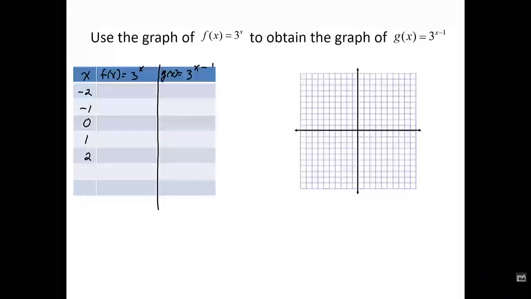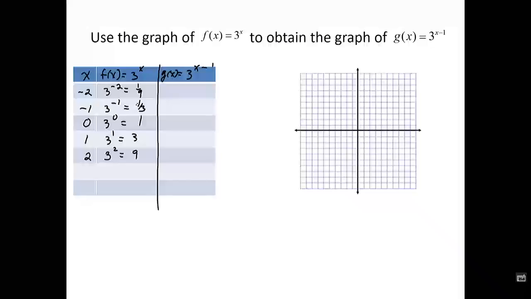For the first function, f of x is equal to 3 to the x, well, we just graph this function. So that's 3 to the minus 2, which is 1/9. 3 to the minus 1, 1/3. When x is 0, 3 to the 0 is 1. When x is 1, 3 to the first is 3. And when x is 2, 3 squared is 9.